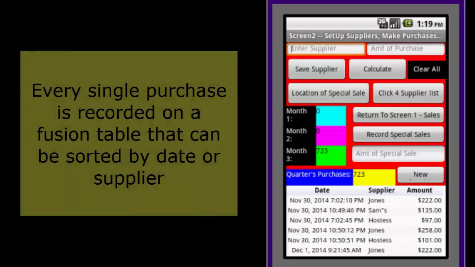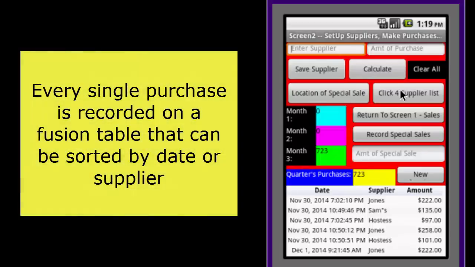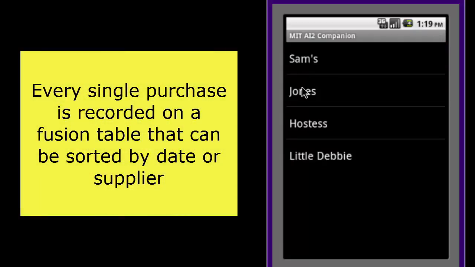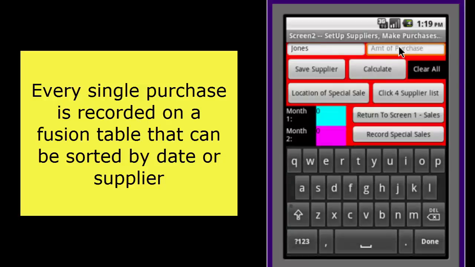To record a purchase, start here. Pick the supplier, enter the amount of the purchase, $135.75, and press Calculate.